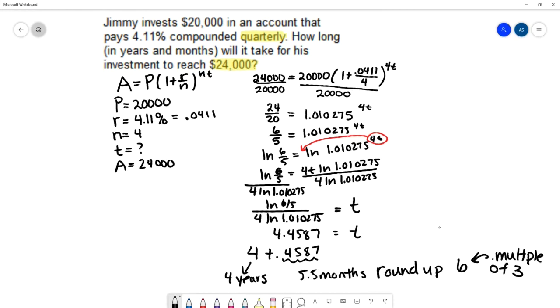So in this example, it would take 4 years and 6 months for the balance of this account to reach $24,000. Now it won't be exactly $24,000. It will be just slightly above with the extra interest.